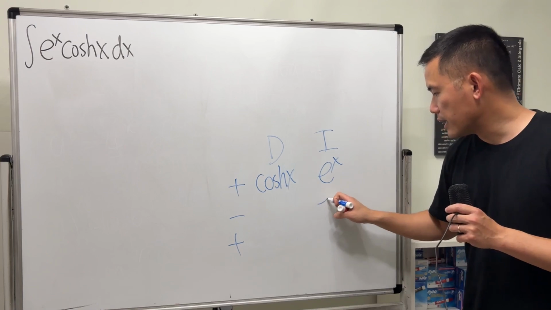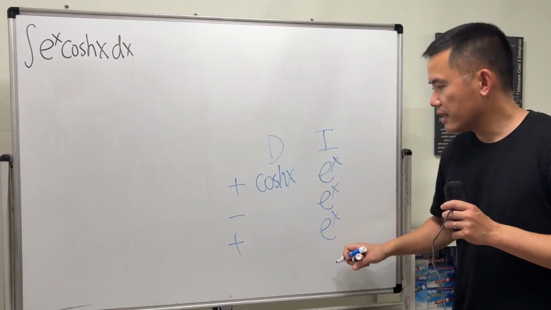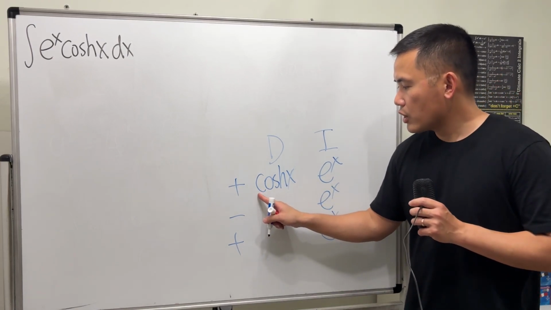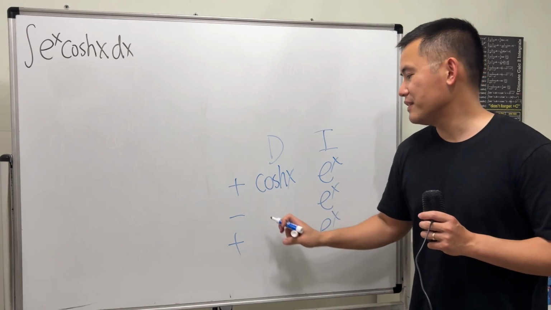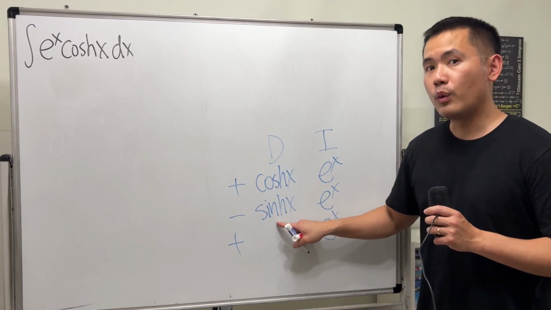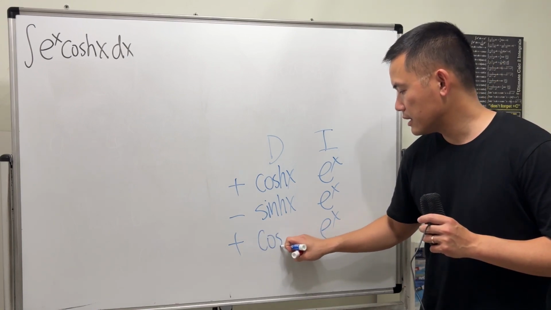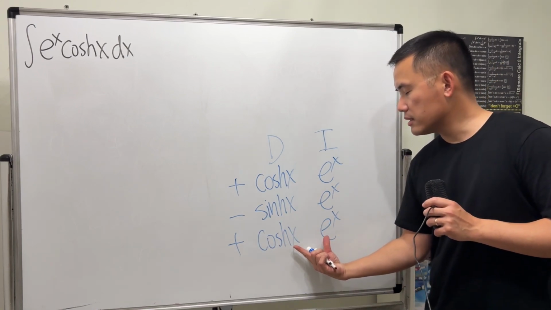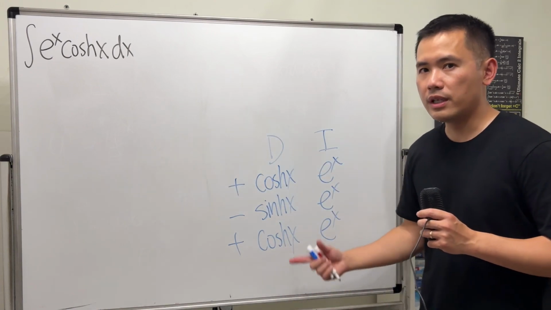Integrating e to the x, we just get e to the x. Do it again. Differentiate cosh of x, we get positive sinh of x. Do this again, we will end up with cosh of x. So as you can see, this is a repeat from the original, so we can stop right here.